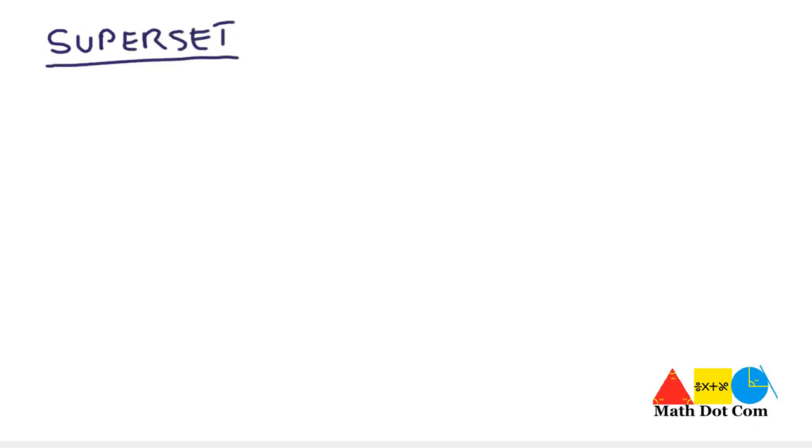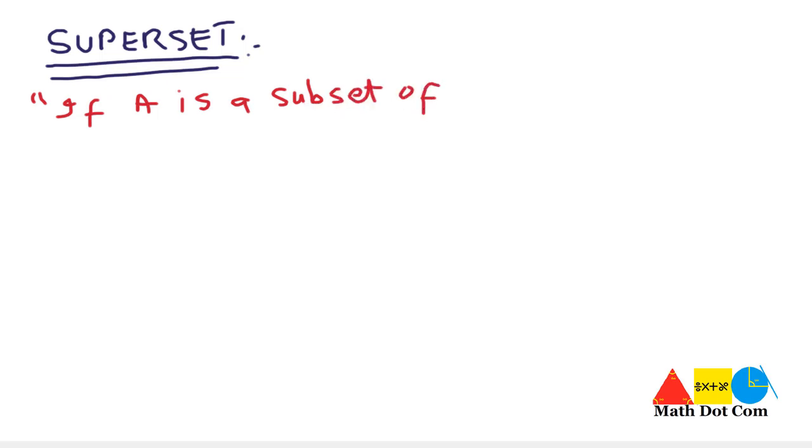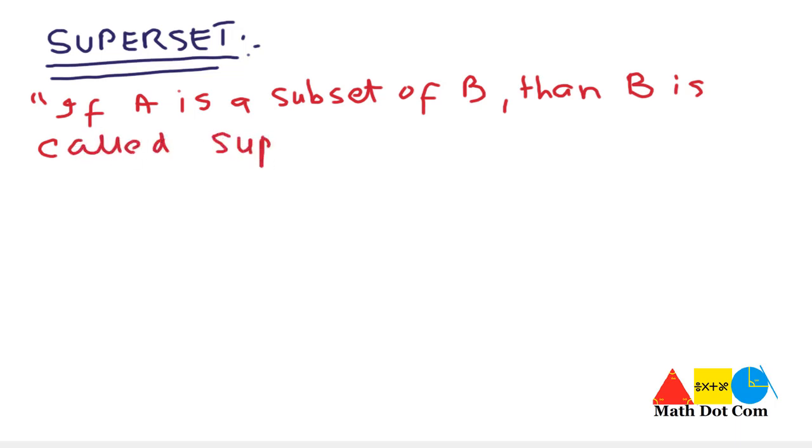Superset. Okay, we will start from its concept, its definition, how it is stated. If A is a subset of B, then B is called the superset of A.